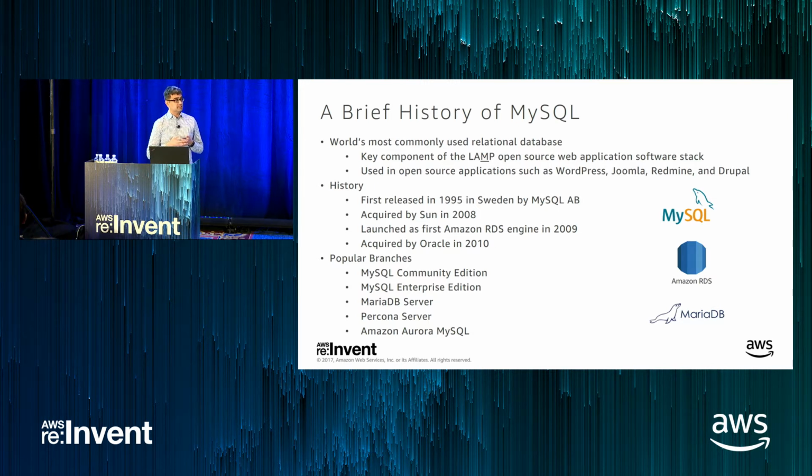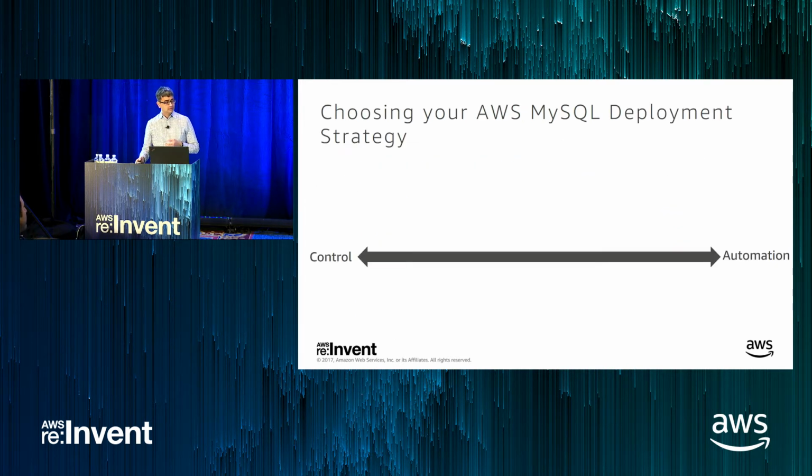Then there is MariaDB, which is a fork of MySQL, which is increasingly having its own separate, distinct identity, although they strive for compatibility with MySQL. There's Percona Server, which is much closer to MySQL, but also has a whole bunch of different tools and utilities. And finally, there is Amazon Aurora MySQL, which is the version of MySQL that was re-engineered for cloud scale that AWS offers as part of RDS. So there are a bunch of different options to choose when it comes to using MySQL.